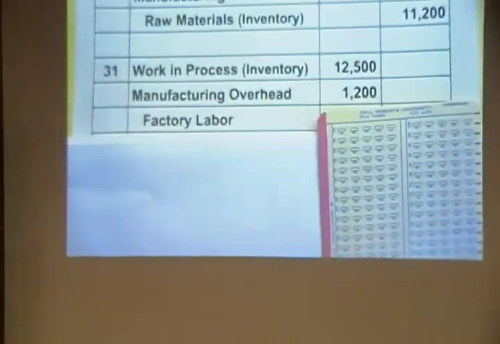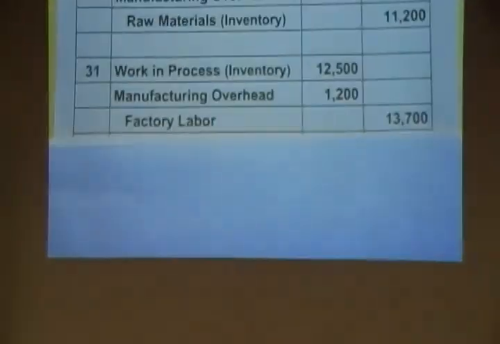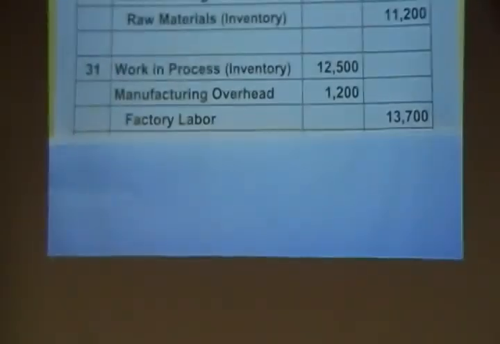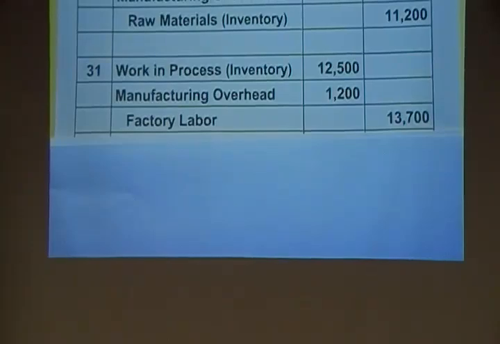Credit factory labor for? Total 13,000. The sum of those two is $13,700. If you've got a question right this minute, you ought to ask me. It's the journal entries for the flow of costs through the accounts. We ought to be good at this. We ought to be proficient at this.